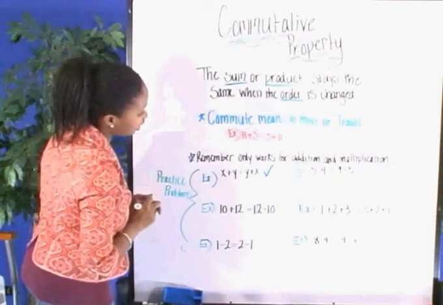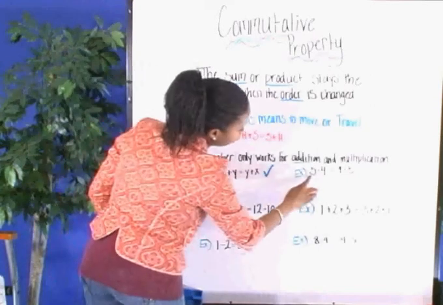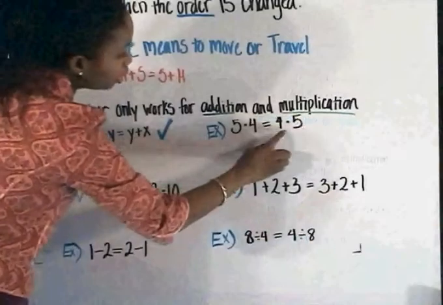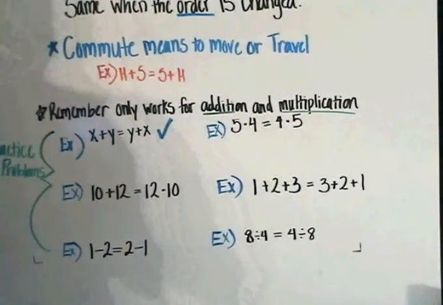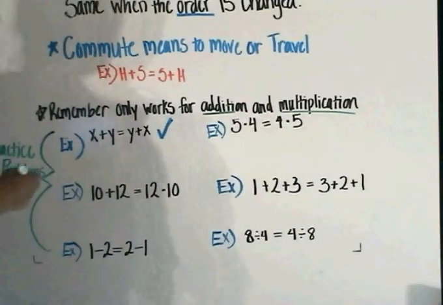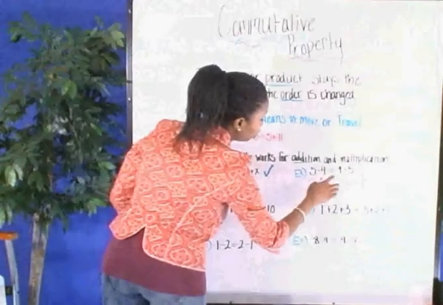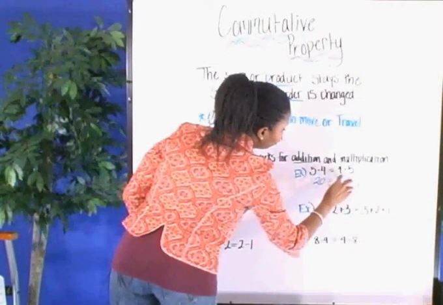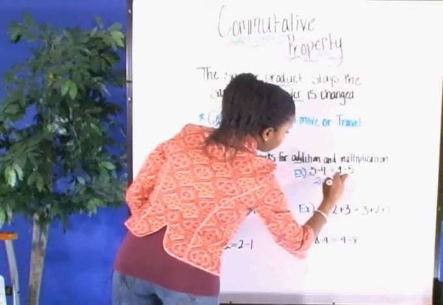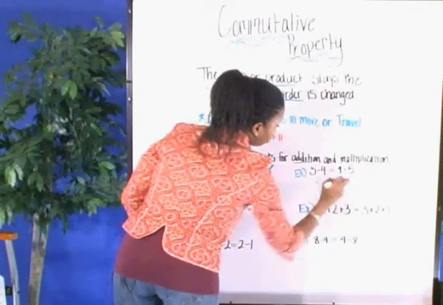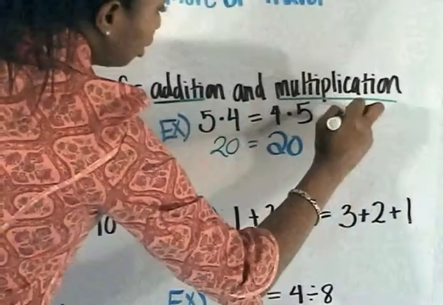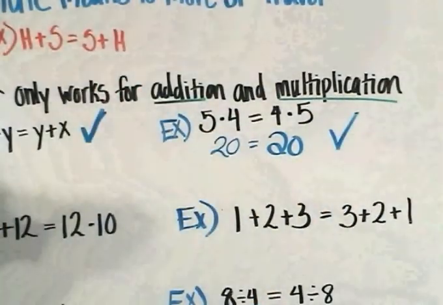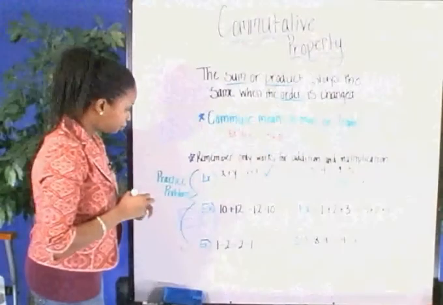Let's look at the next example. Is 5 times 4 the same as or equal to 4 times 5? Now that we have two numbers, we can work it out. 5 times 4 is 20. And is 4 times 5 20? Yes. So this also works out for the commutative property of mathematics.